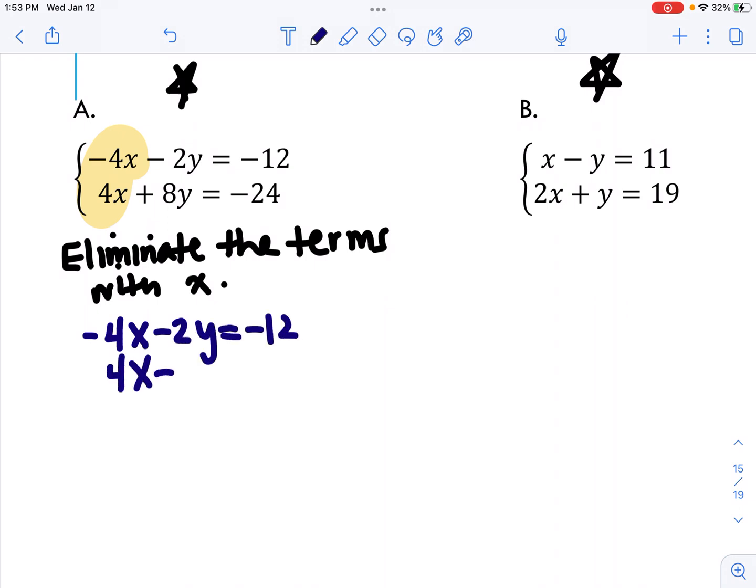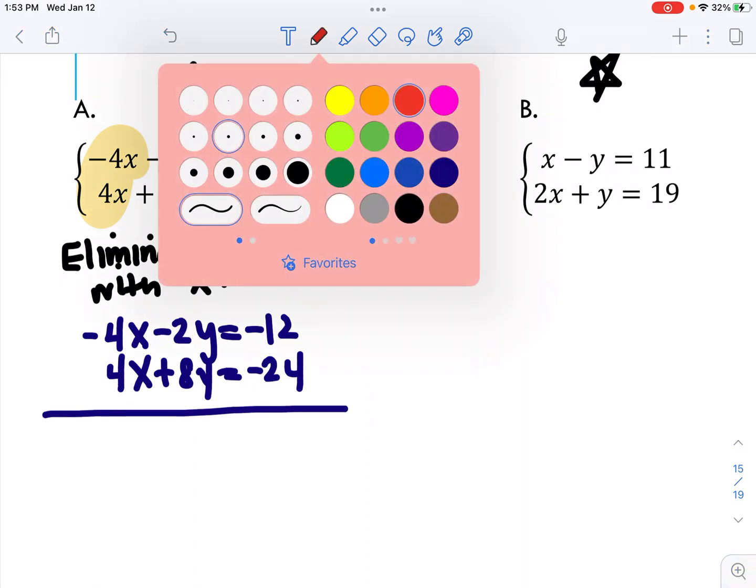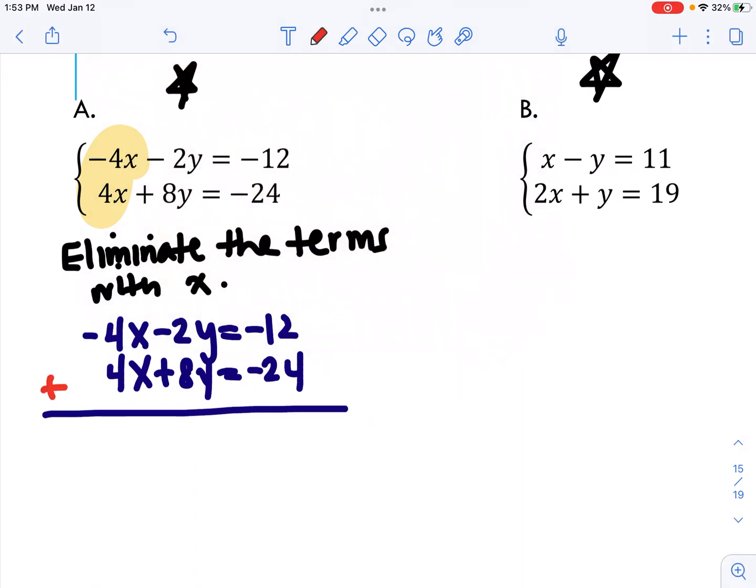My goal is still the same, to find the point of intersection. I'm going to put a giant equal sign and treat this almost like a giant addition problem. I'm going to look up and down, starting from the top and going to the bottom. Notice here negative 4x plus 4x does cancel out. Now I have negative 2y plus 8y, that gives me 6y is equal to, what's negative 12 minus 24? Good, negative 36.